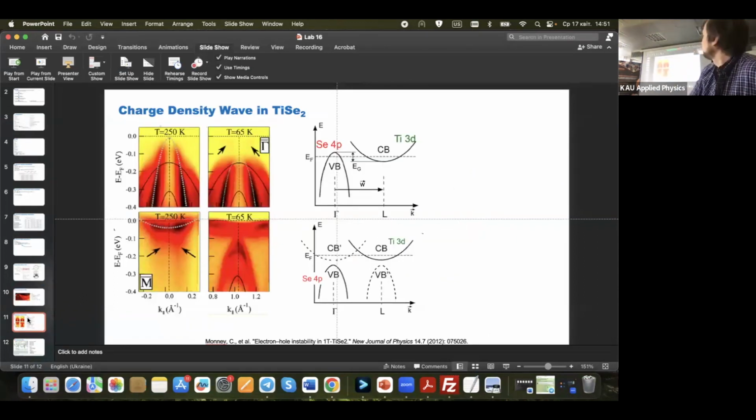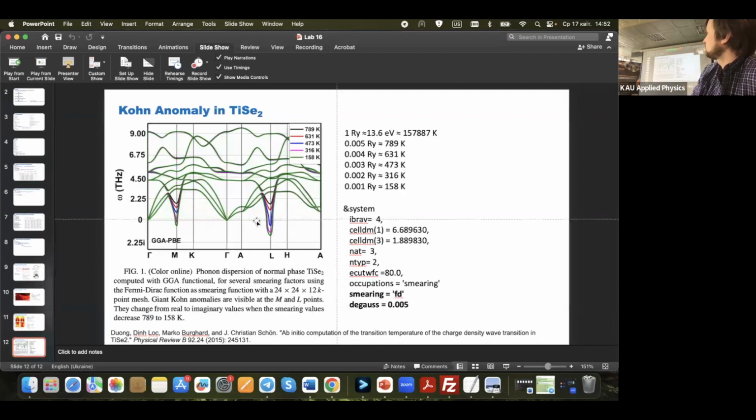The upper and lower ones. The lower is for the gamma point. This is the gamma point. This is the M point. Here you see that at the M point it's like an electron pocket. At the gamma point this valence band goes, and you see how they show it going down. This valence band was here, at 250, and then it goes down. We maybe see something, but maybe not, because these are very tiny effects. This is how we can measure it, how we can get it with this Kohn anomaly.